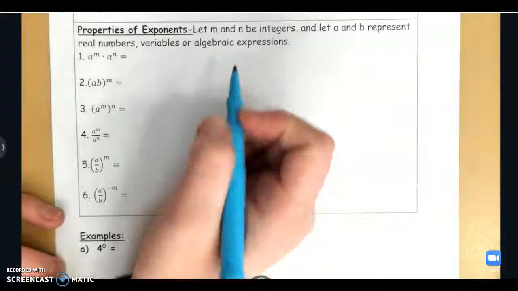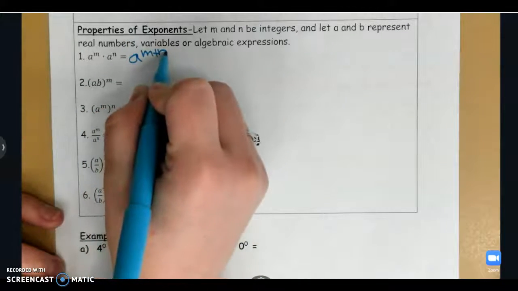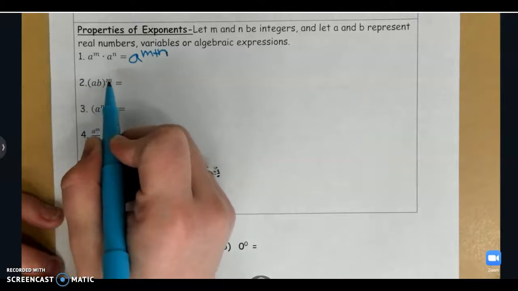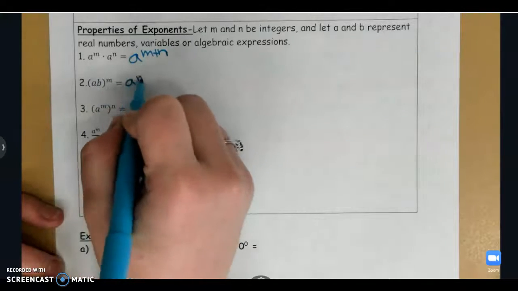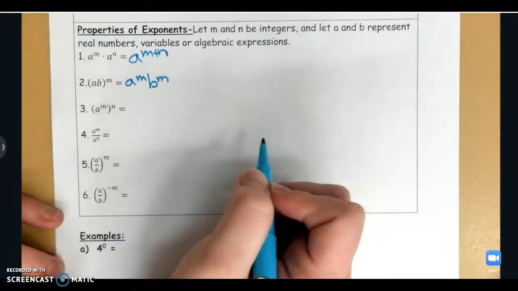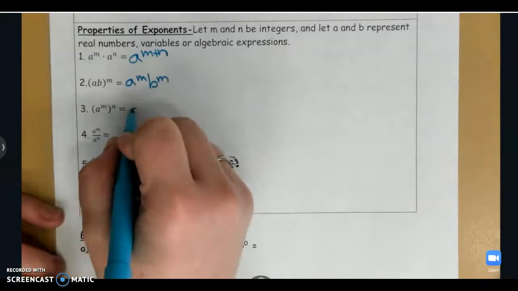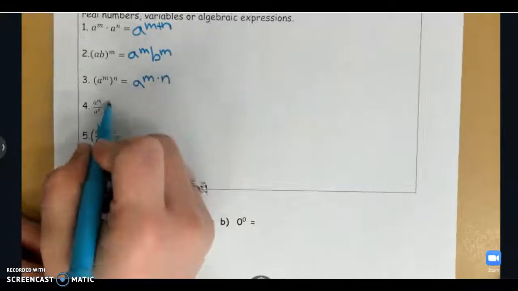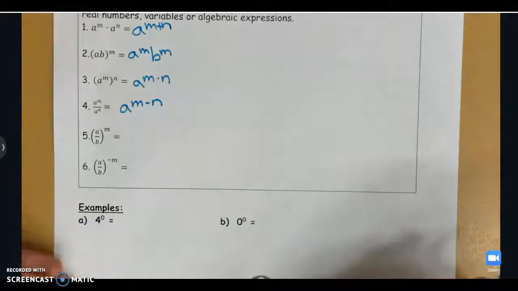When we multiply like terms, we add their exponents. So that would be m plus n. If we have terms inside a parentheses being raised to an exponent, we distribute that exponent to everything inside the parentheses. If we are raising an exponent to another exponent, we multiply those two exponents. If we are dividing like terms, we subtract their exponents.